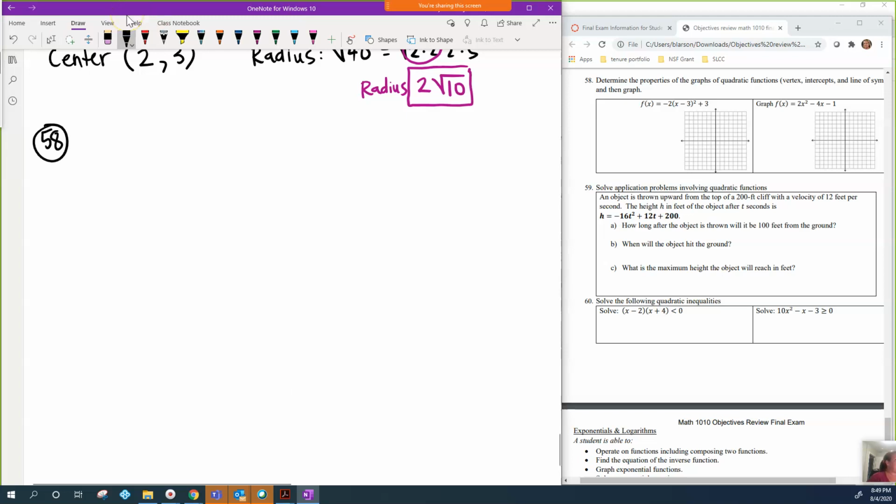So 58 is asking you to graph this, but it also is asking you to find some other things, right? So we're going to want to find the vertex, we want to find the y-intercept, and we want to find the axis of symmetry.